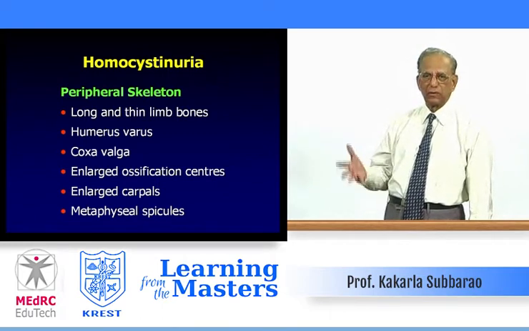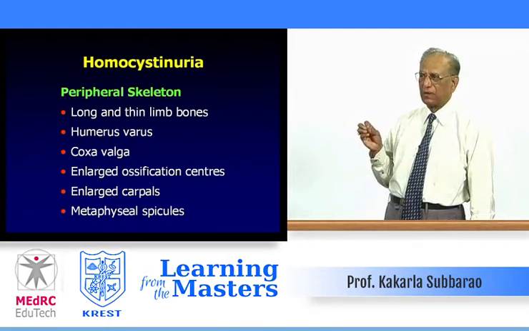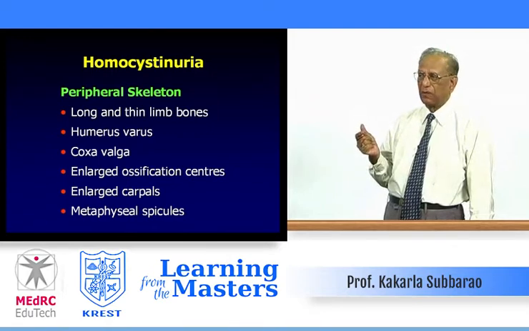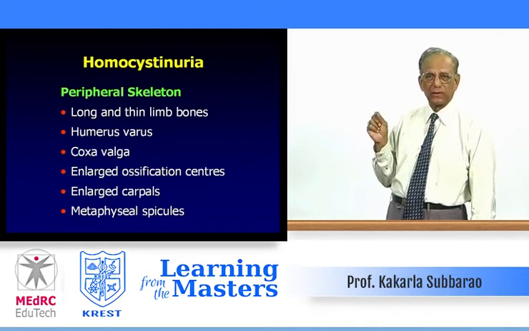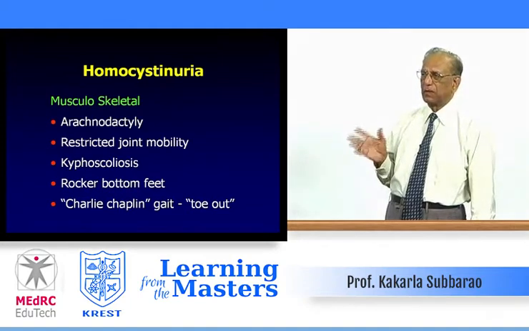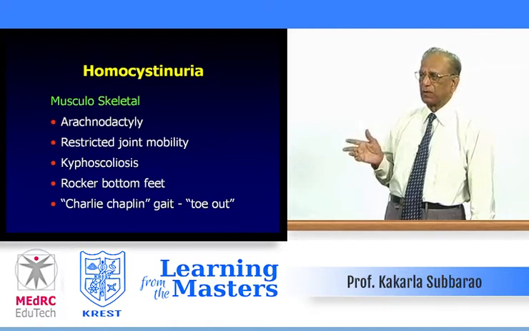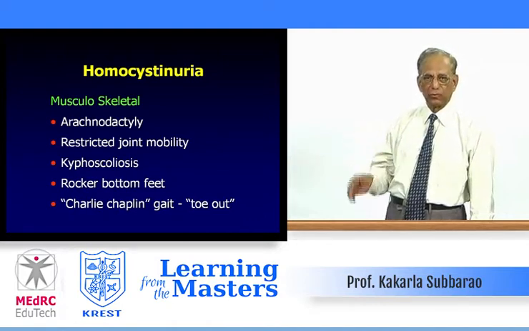Peripheral skeleton, that's what is important for us. Long and thin gracile limb bones. Humerus varus, coxa valga, enlarged ossification centers, enlarged carpal bones, metaphyseal spicules you can see. Not the fringing that you saw in Wilson's, spicules. Arachnodactyly, simulating again Marfan syndrome, restricted joint mobility, kyphoscoliosis, rocker bottom feet, Charlie Chaplin type of gait where the toe is out.